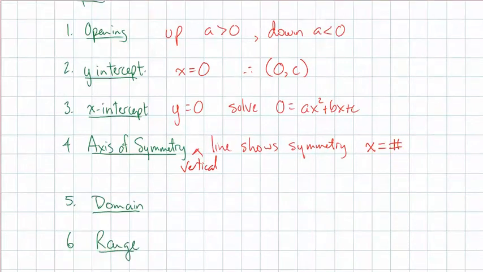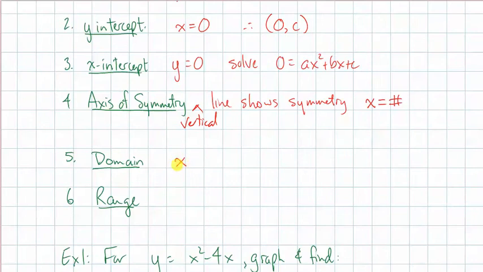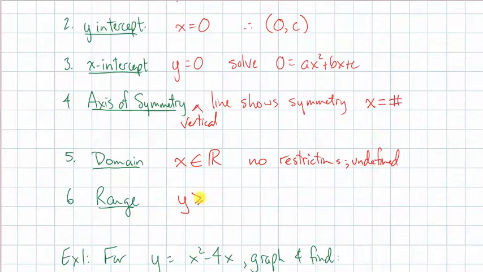Domain values. Domain are the x values. Well, there's no restrictions, so x represents all real numbers. There are no undefined values, no restrictions, no problems with any numbers that we could put in. The range, range of the y values. Y is either greater than or equal to some number n, or it's less than or equal to some number n when the vertex is (x, n).